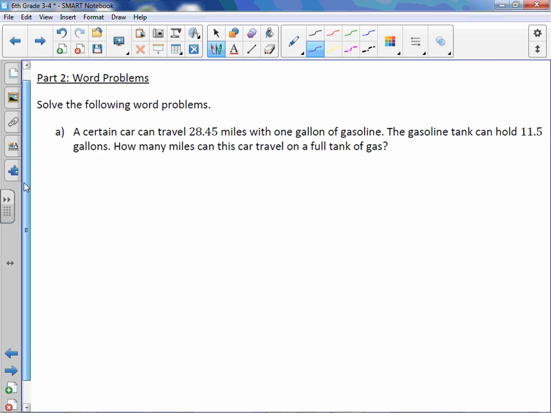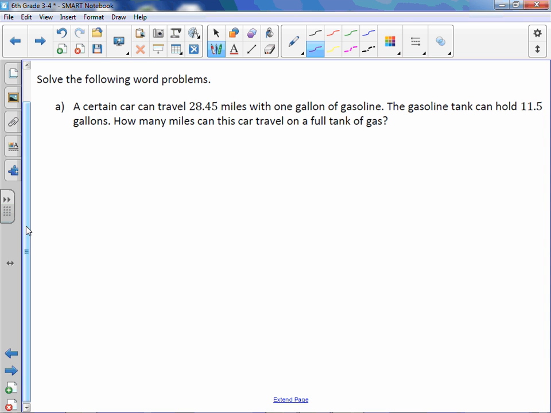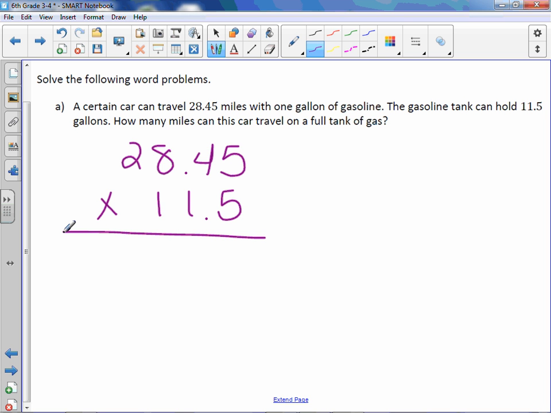Let's solve some word problems. A certain car can travel 28.45 miles with 1 gallon of gasoline. The gasoline tank can hold 11.5 gallons. How many miles can this car travel on a full tank of gas? So we're going to take our miles, 28.45. It goes that in 1 gallon of gas. But we want to know in 11.5 gallons of gas how far it will travel. So we need to multiply the numbers.